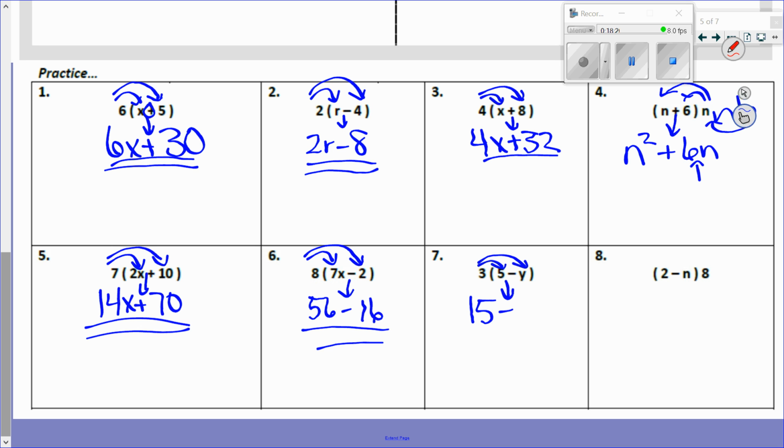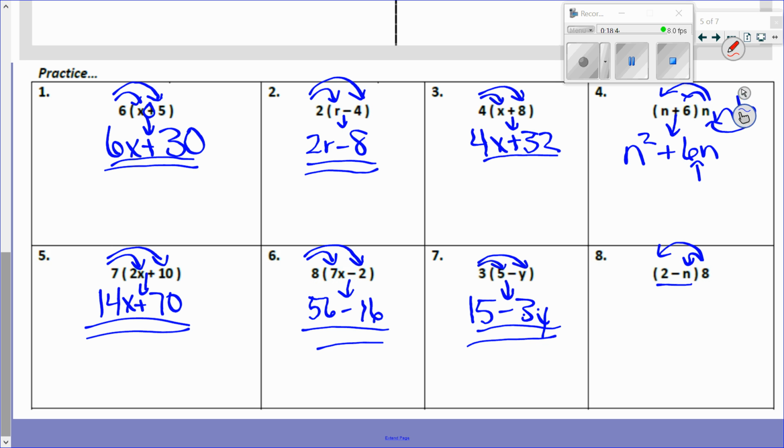Sign comes down. 3 times y. Do not reverse that just because it's got a variable. We do not have the commutative property of subtraction. If you made it 3y minus 15, you're wrong. Again, it does not matter if it's on the front or the back side.